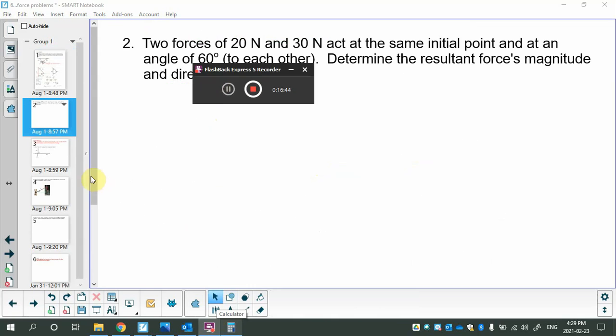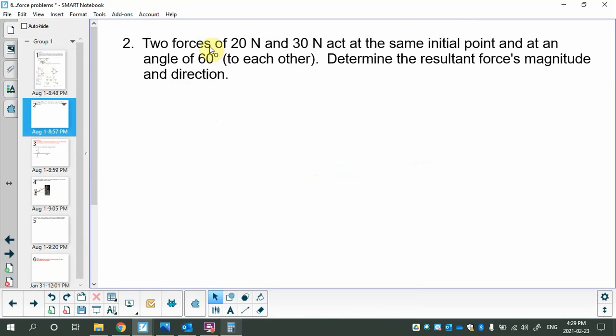All right, next problem. Still forces, not tensions. So two forces of 20 newtons and 30 newtons. So good news, we don't have any necessity to do any extra math. It's already in newtons. Act at the same initial point and at an angle of 60 degrees to each other.